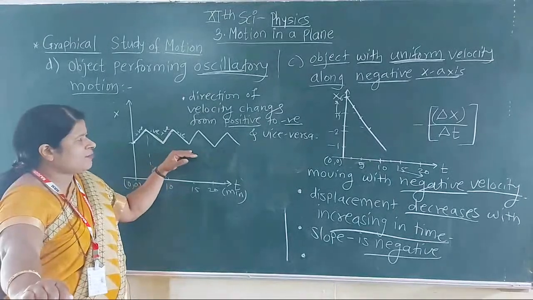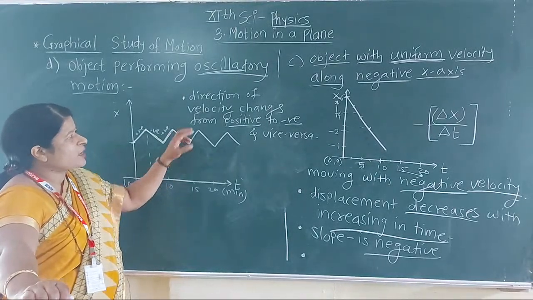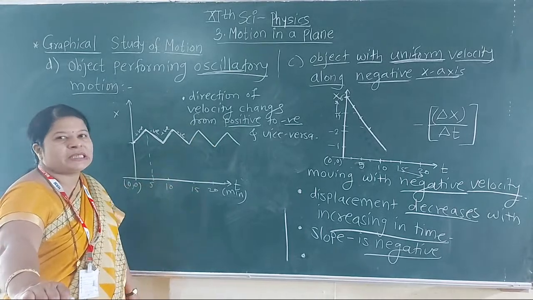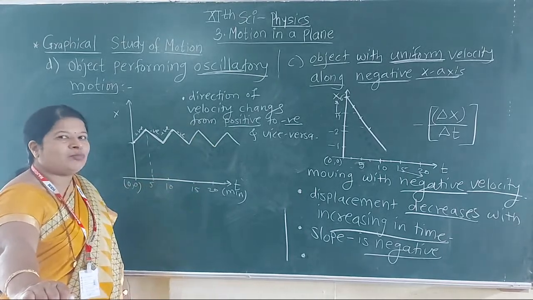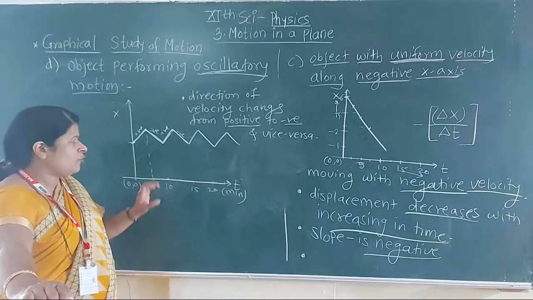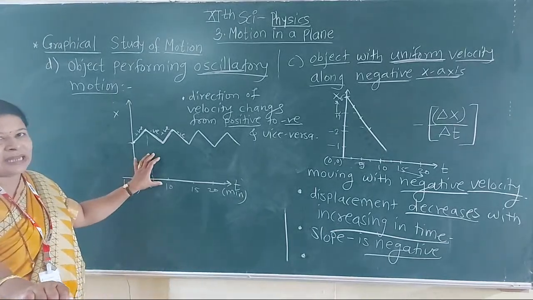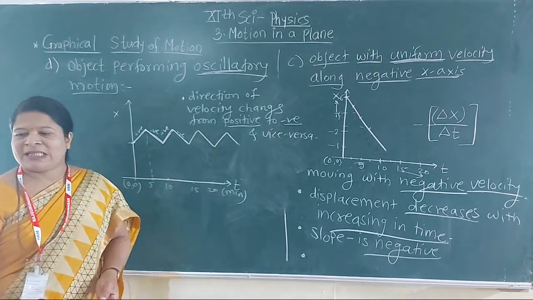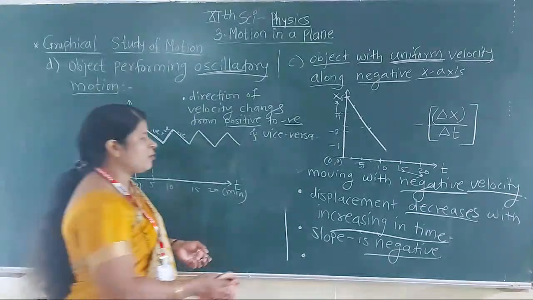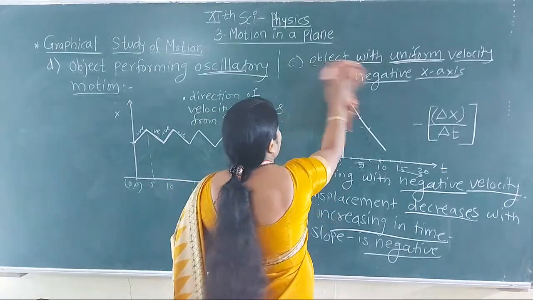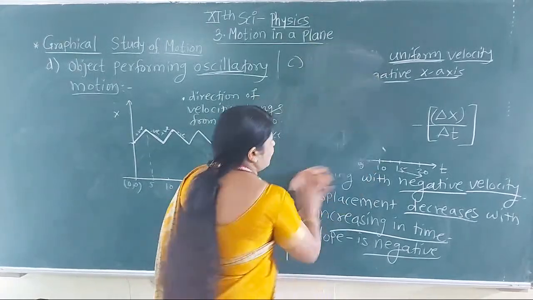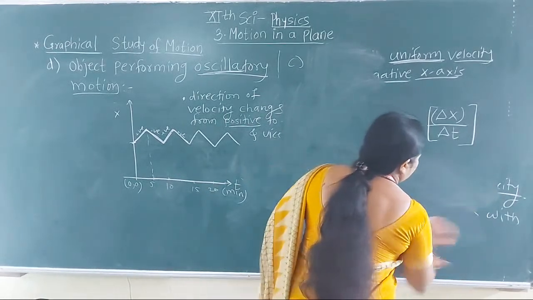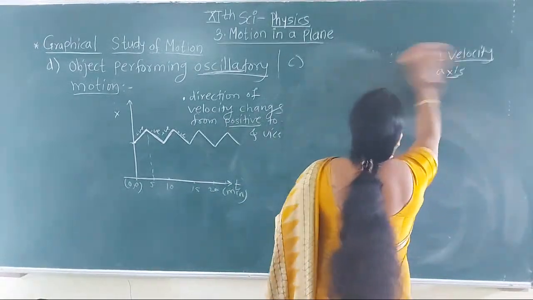So this type of graph we get as the direction of velocity changes from positive to negative and vice versa. That means when the object is in oscillatory motion, the nature of the graph is like this. So the next graph that we are going to study is for an object in non-uniform motion, when the displacement of the object changes as the object travels in non-uniform motion.